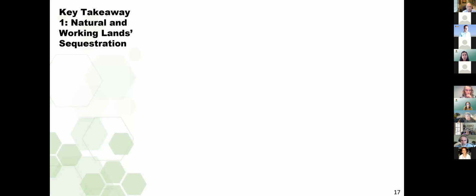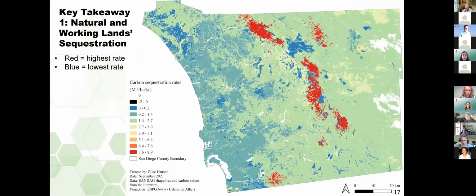Therefore, an inexpensive and effective natural climate solution is preventing land use change from natural and working lands to developed lands. This map shows the estimated annual sequestration in natural, working, and urban lands in the San Diego region. The warmer colors show higher rates of sequestration, with red being the highest, and cooler colors show lower rates of sequestration, with blue being the lowest.